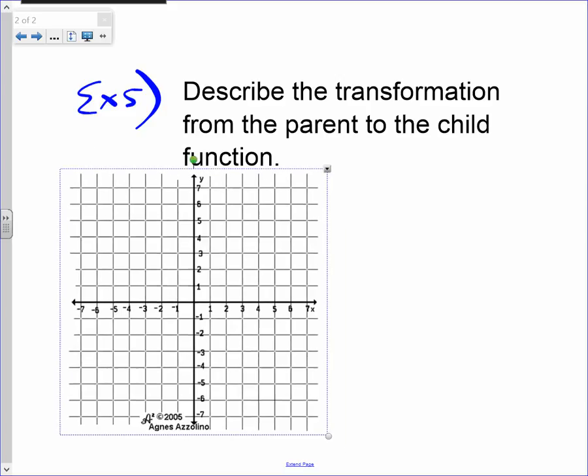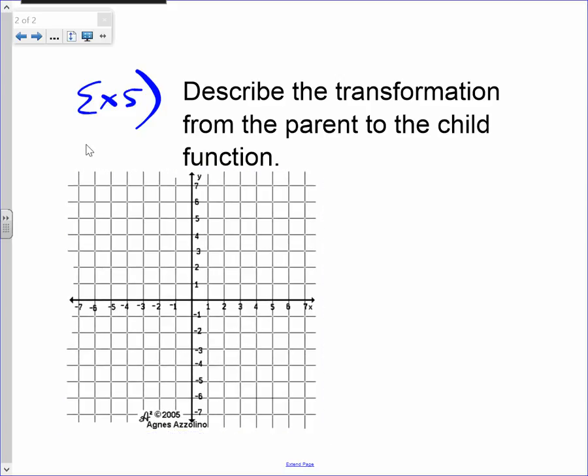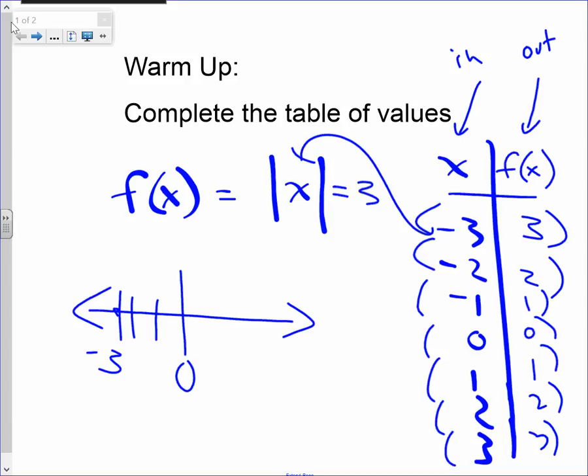Parents have children. On Thursday, we talked about how the children kind of look like their parents. You look like your parents. Well, functions also have children that look like themselves. Believe it or not, on the warm-up, this is actually right here, f of x equals the absolute value of x. That's actually the parent function of absolute value functions in general.